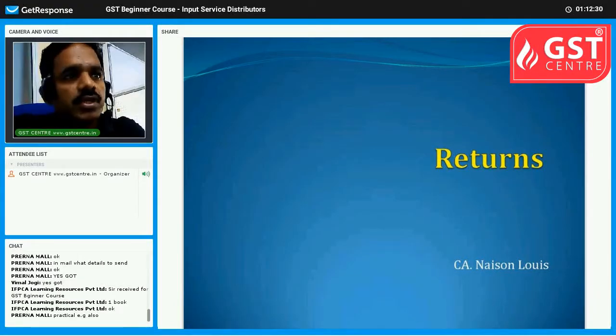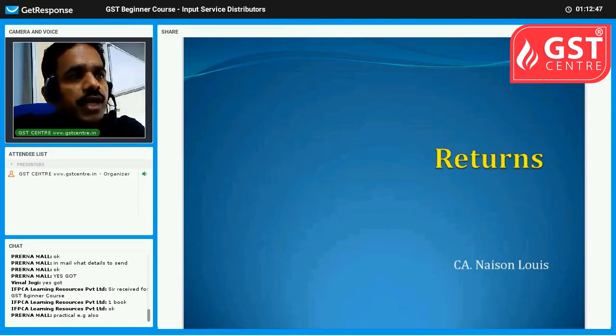I start with the returns. Returns, as you know, is a very important chapter in the GST, and we have a separate chapter for returns in the intermediate course also.